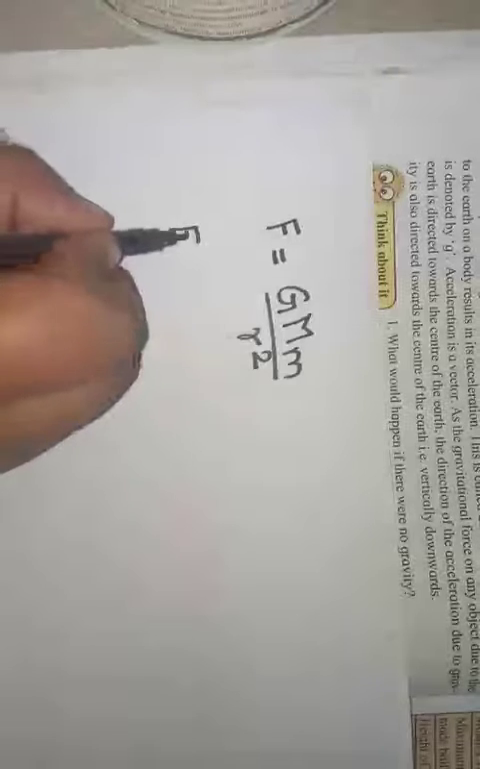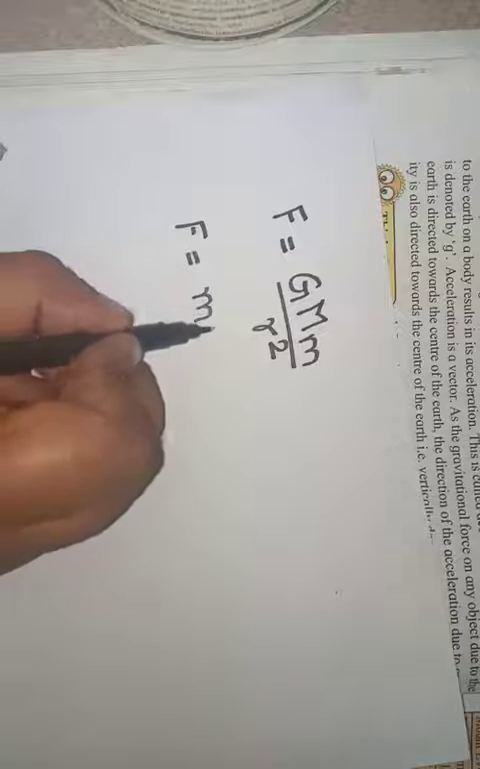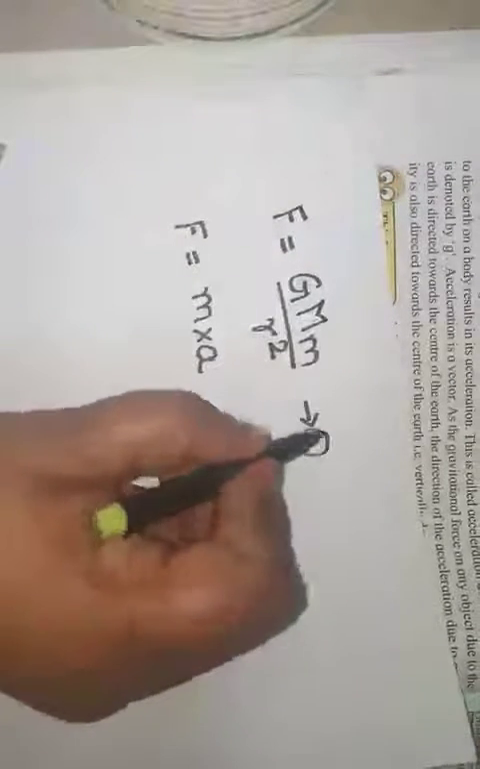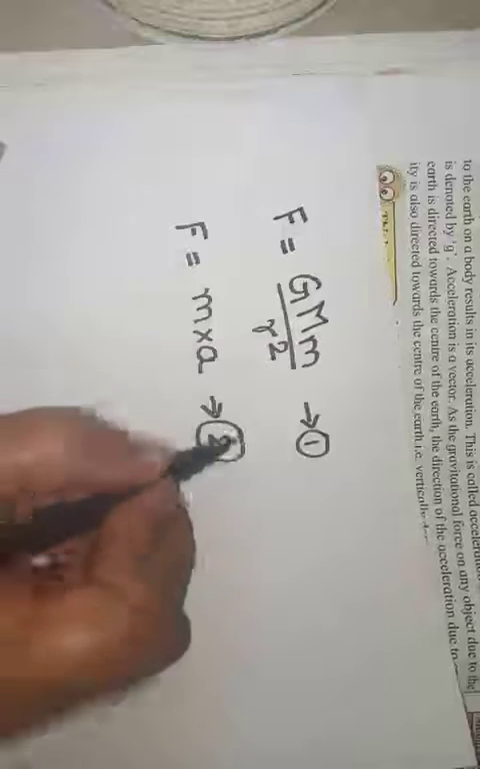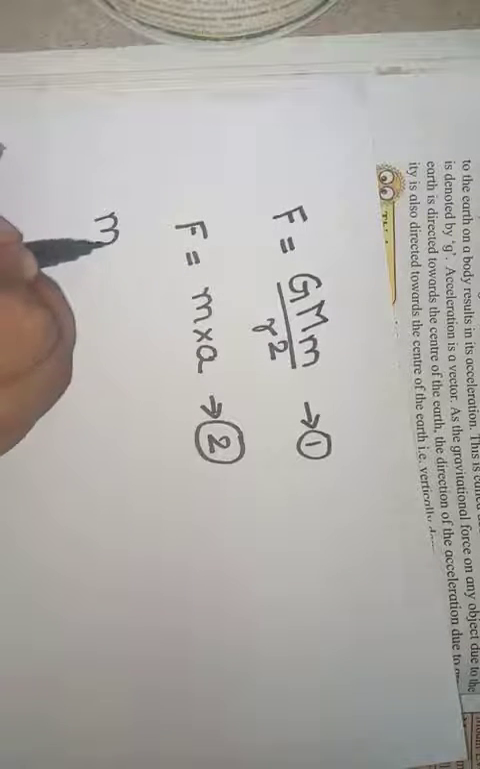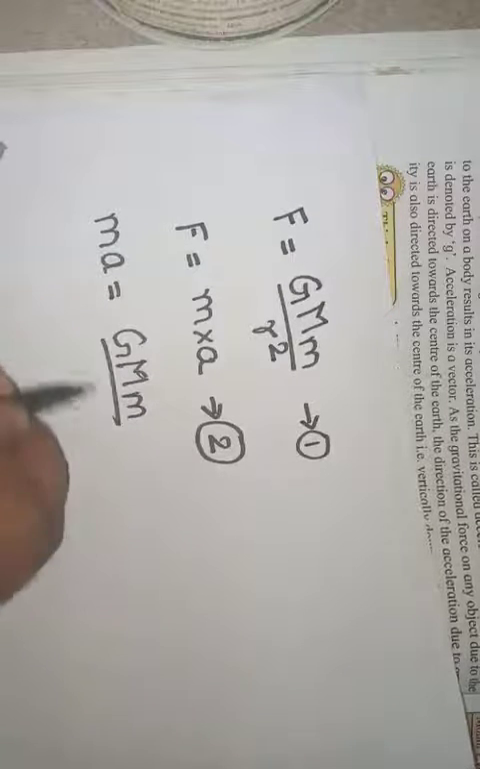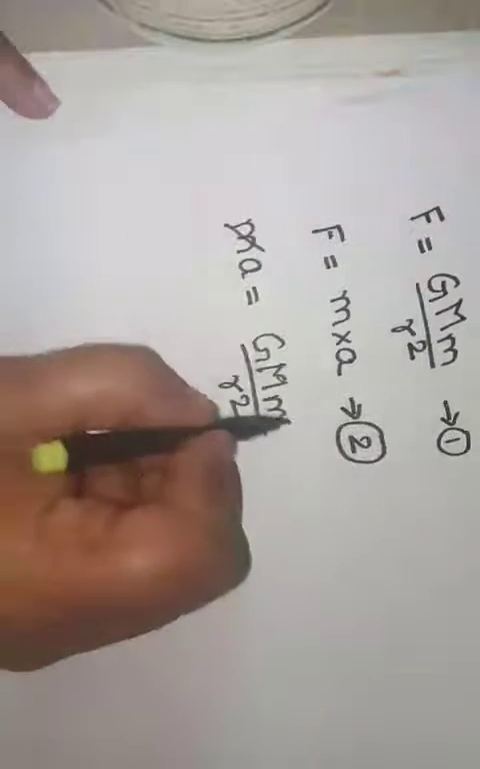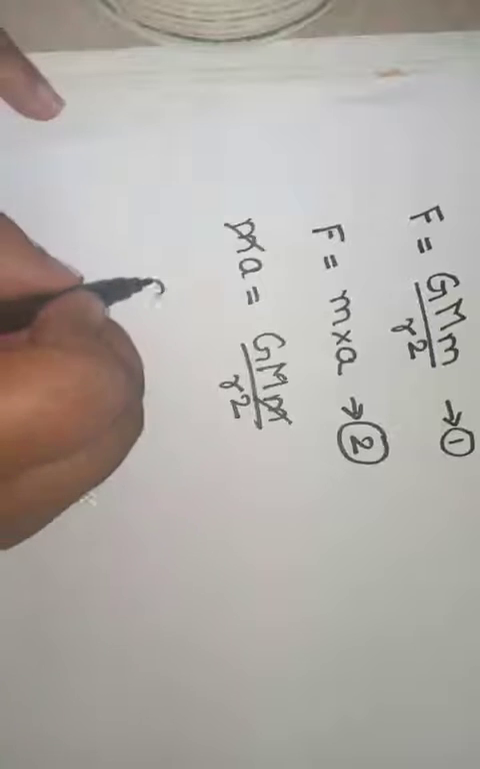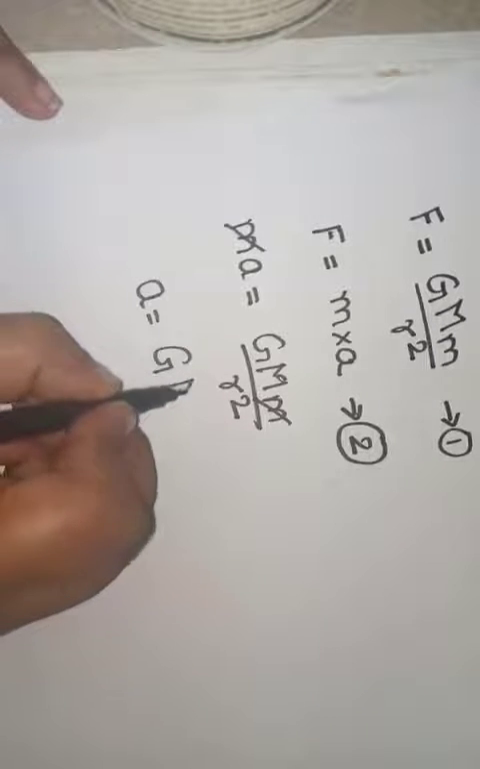We also know that according to Newton's second law of motion, force is equal to mass into acceleration. So this is equation 1 and this is equation 2. From equations 1 and 2, we can write m a = G M m / r². We can cancel m on both sides because it is in both equations. So a = G M / r².